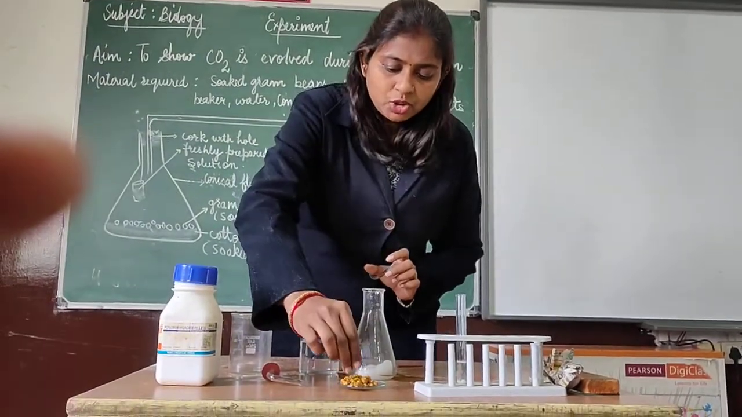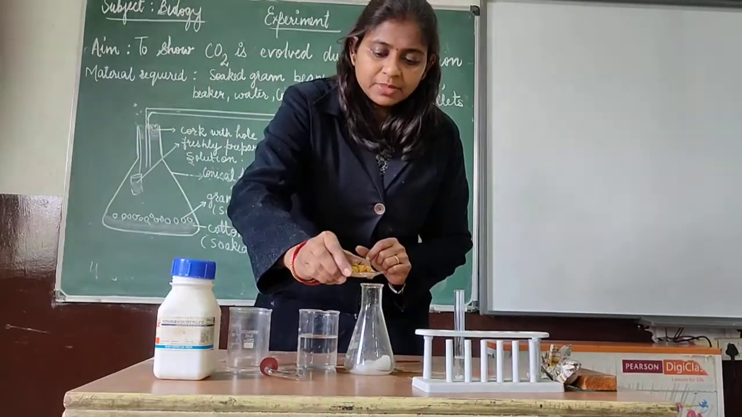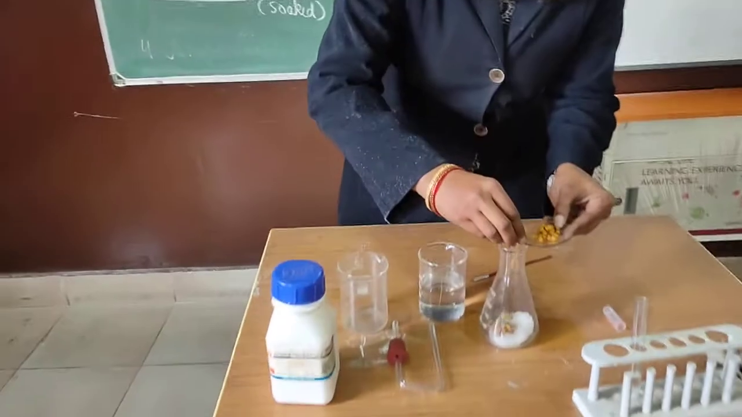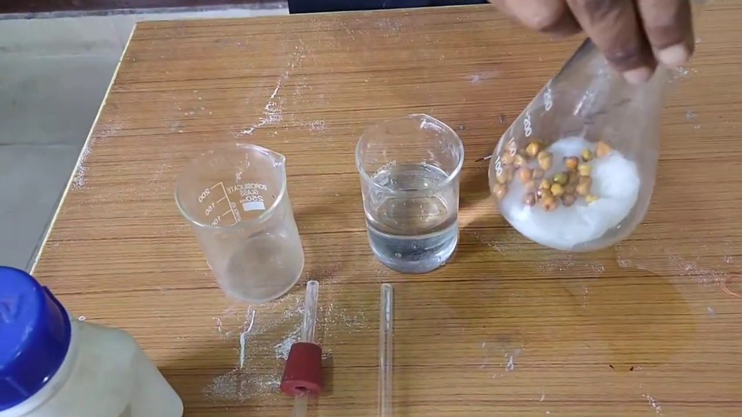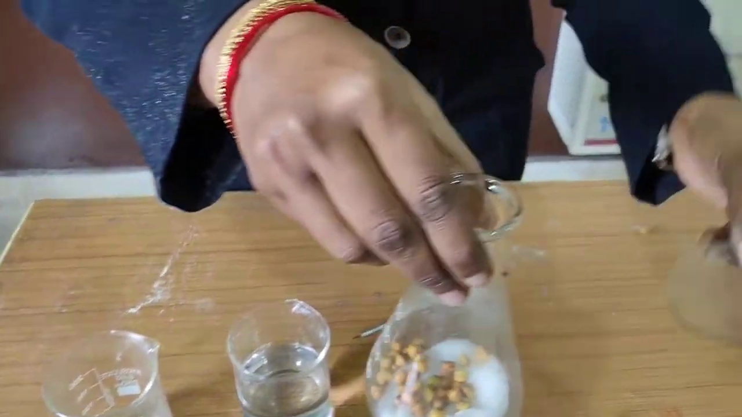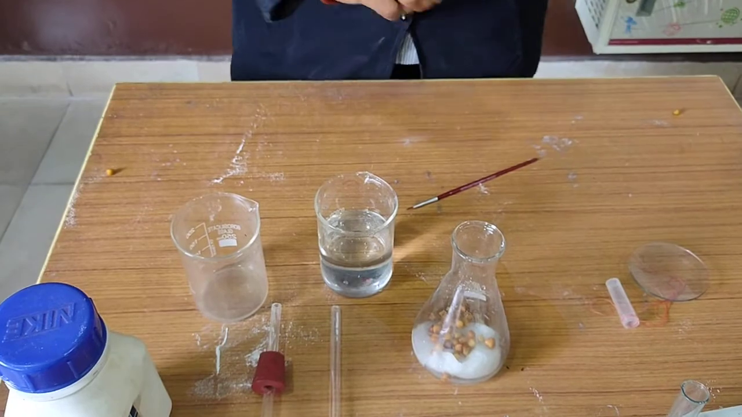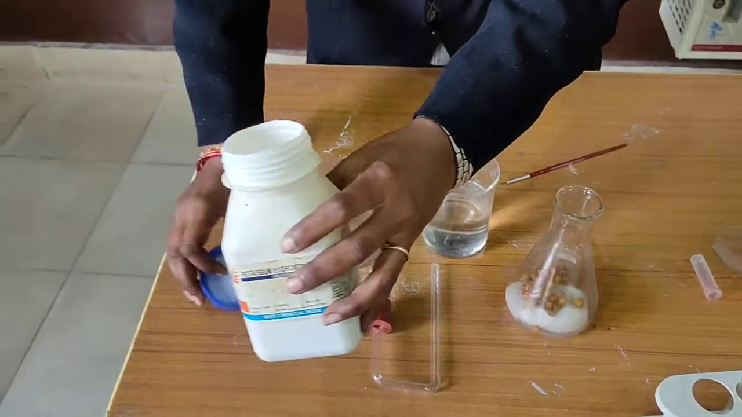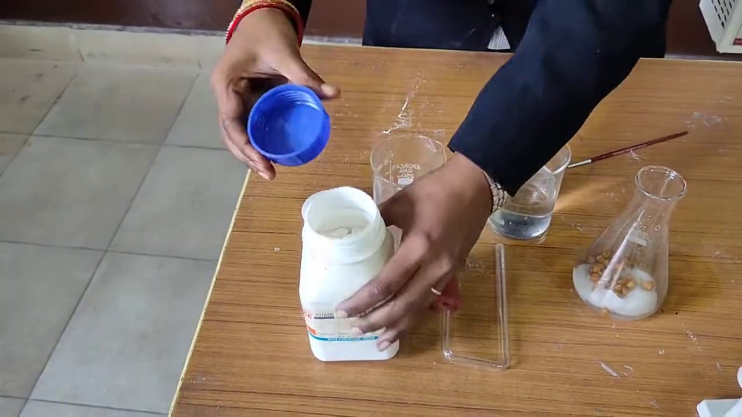Now what we are going to do? We will take these soaked gram seeds and put them in the conical flask. Now you all can see we have put the seeds in the conical flask. Okay. Now the next step is that we are taking the KOH pellets. Now you can see how they look. You should have an idea.